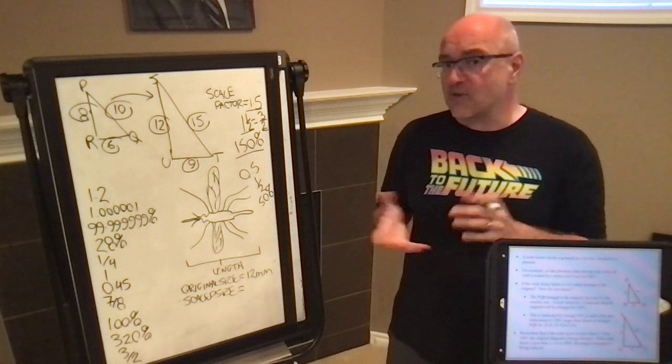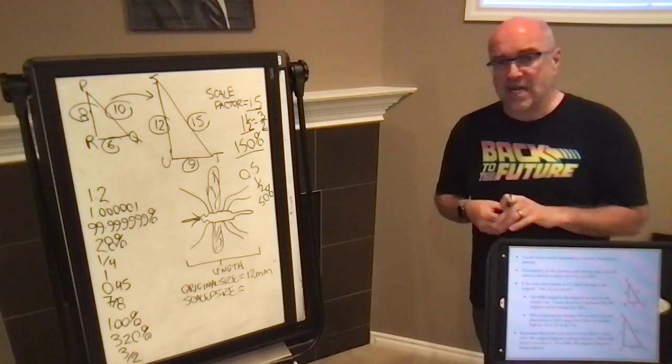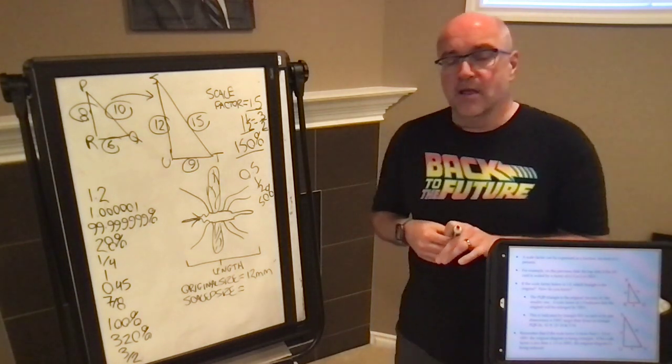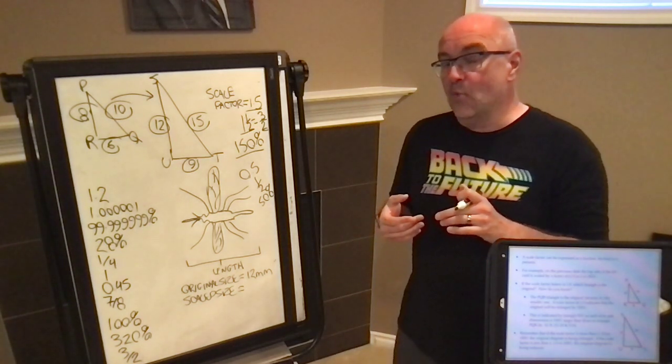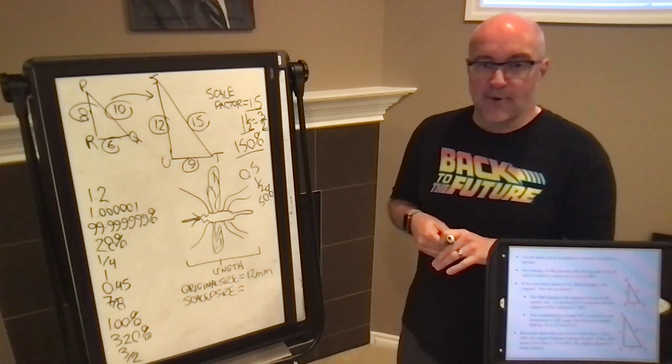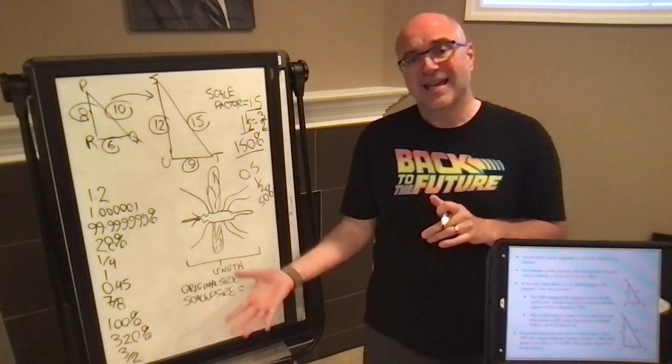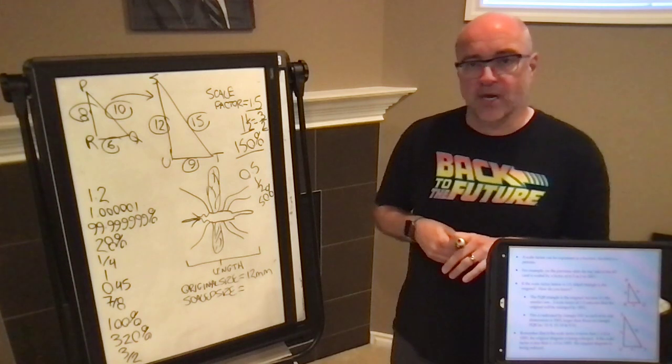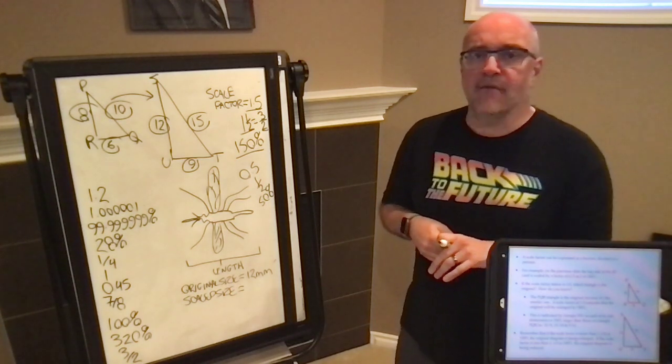But if it's a decimal or a fractional representation of the scale, then the one is basically the magic number. Anything higher than 1 is going to be an enlargement. Anything lower than 1 is going to be an actual reduction of that object.